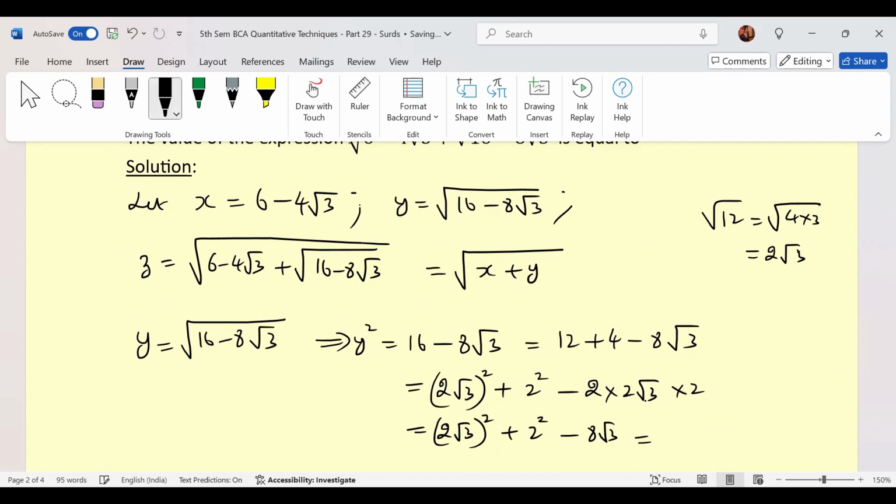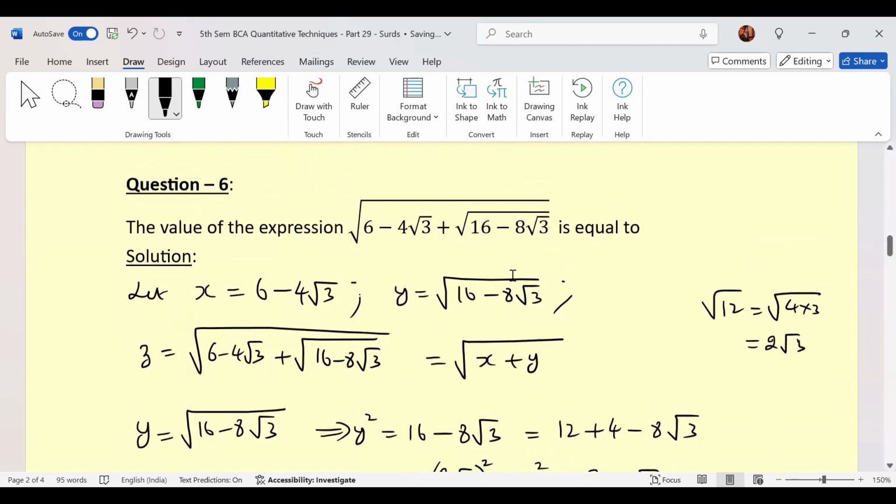So that can be rewritten. This is like a square plus b square minus 2ab, so it is a minus b the whole square. So we can rewrite it as 2 root 3 minus 2 the whole square. What is that? It is y square. Therefore, y will be 2 root 3 minus 2.